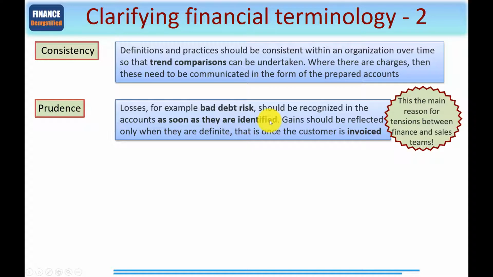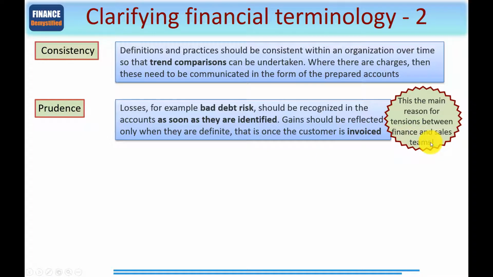So a worst case scenario is reflected in the financial reports. This is prudence. Another example is that gains should be reflected only when they are definite, that is, once the customer is invoiced. Prudence therefore means taking the careful, reasoned approach. And by the way, prudence is often the main reason for tensions between finance and sales teams.